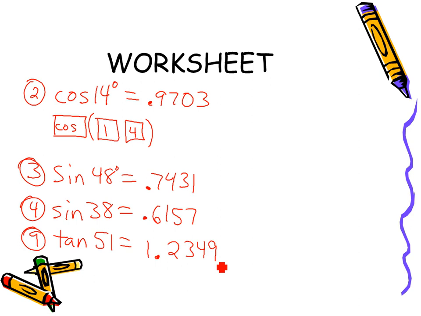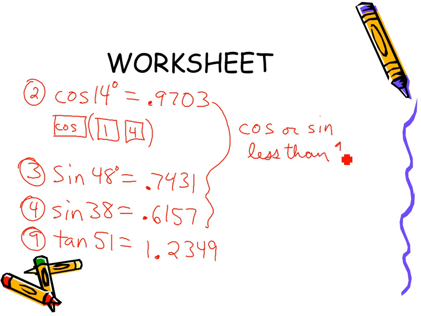Again, we go out 4 places every time. And something else you should notice every single time, in case I didn't mention this in class: anytime it's cosine or sine, it's always less than 1. So it's always got to be 0 point something, something, something. If you get anything that's bigger than 1 for cosine or sine, then it's wrong. If it's tangent, tangent can be anything. It can be bigger than 1, but cosine and sine can't be.